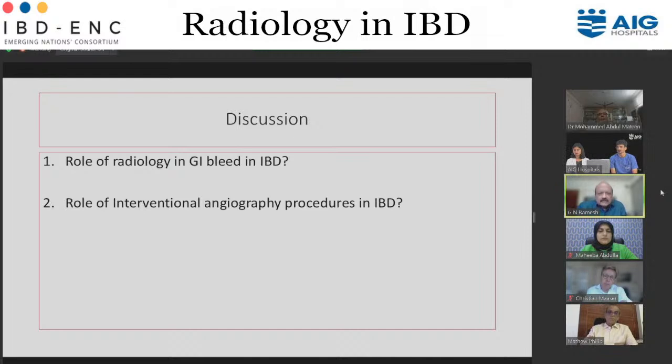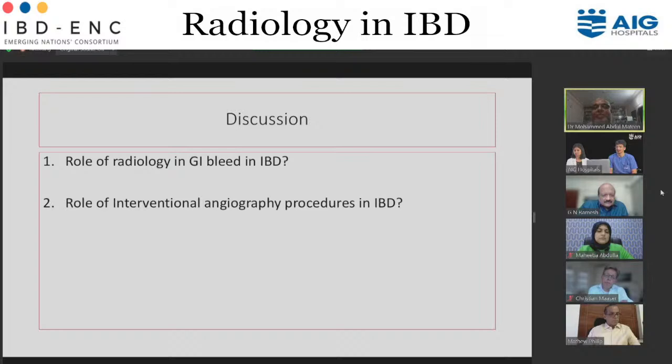I'd like to get Dr. Mateen's opinion on these two questions, the role of radiology in GI bleed and the interventional angiography procedures. Dr. Mateen. Mode of investigation should be ultrasound thoroughly. If the patient is thin enough, then ultrasound definitely helps in localizing the disease. Of course, not to say that this is a particular place for the GI bleed, but it definitely localizes the pathological location in the disease. And in this particular case, definitely ultrasound will help you in showing the pathology. First investigation should be ultrasound.